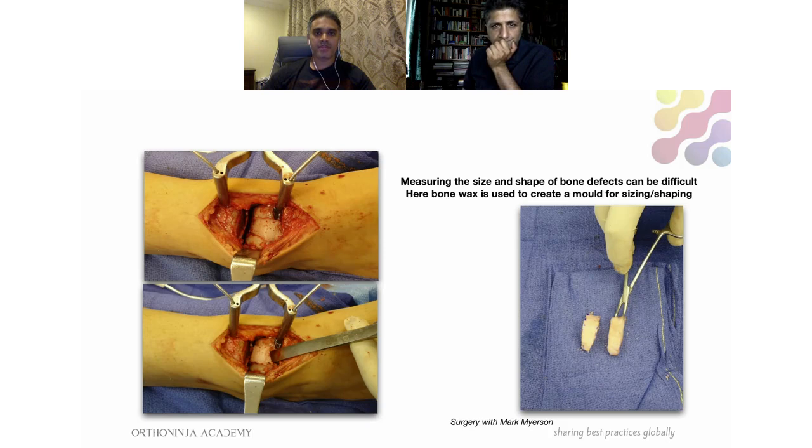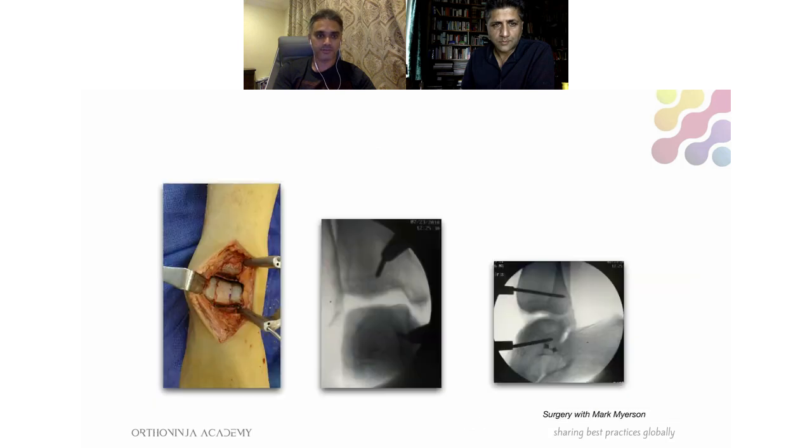Now, it's really hard to sometimes size these in a 3D way, so you can use bone wax as a tip. You can pack it into that and then just lever it out with a McDonald or an osteotome and use that as your template guide to size your lesion, and make your cuts for your autograft or allograft. And that's fixed in there.